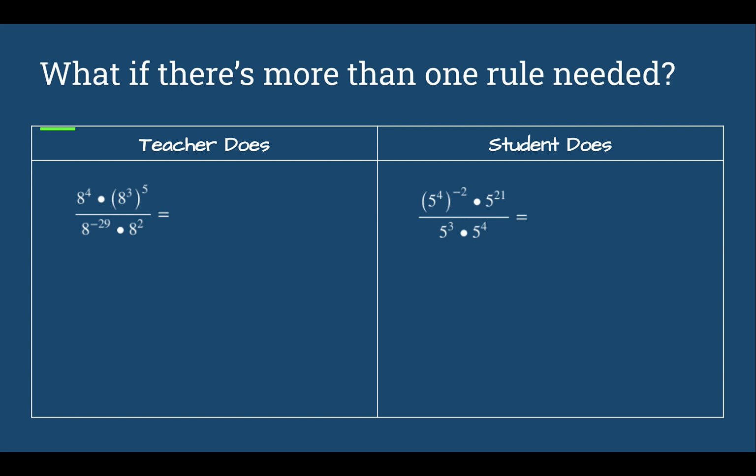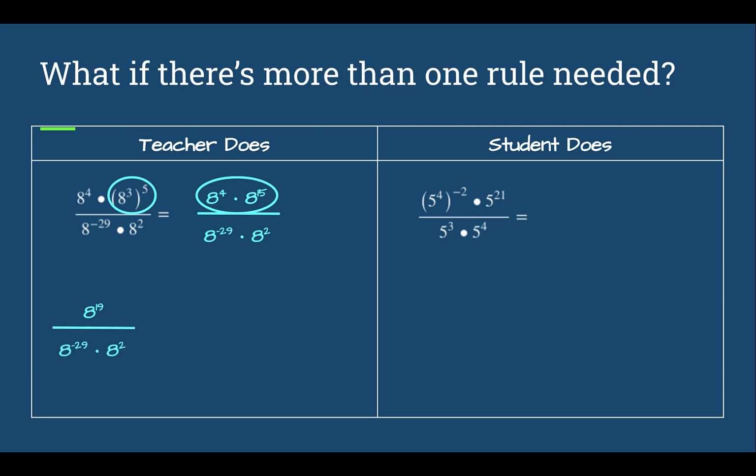Let's go through it. First here, I'm going to take that power to a power and simplify it out. So 8 to the 3rd to the 5th, power to a power, I need to multiply. So 3 times 5 is 15. So 8 to the 15 power. Then I can take everything else. Now I can simplify the top. 8 to the 4 times 8 to the 15. Here's our product rule. We would just add our exponents. So I would get 8 to the 19. And I can keep the bottom as it is for now.